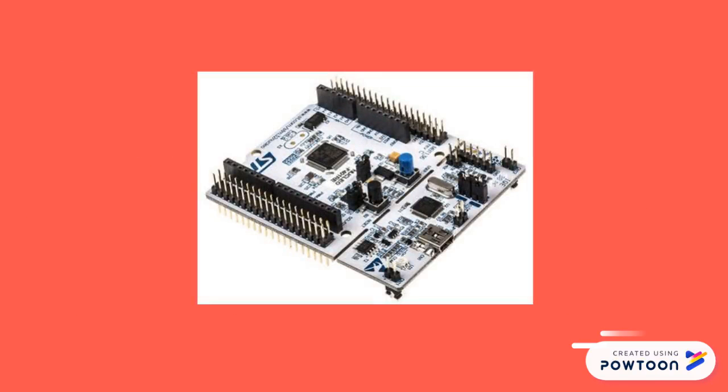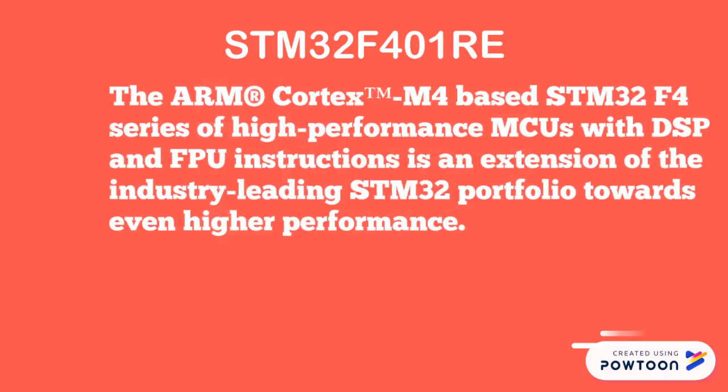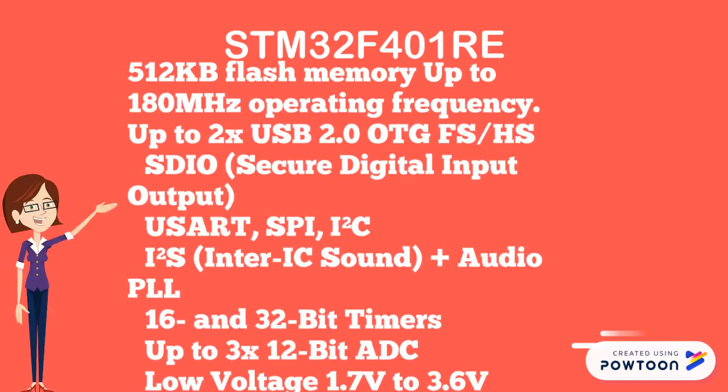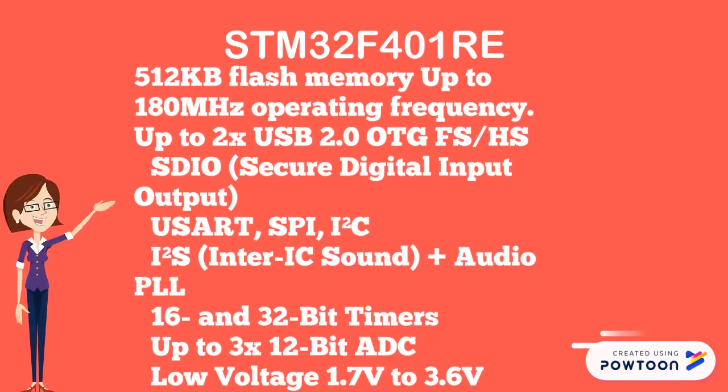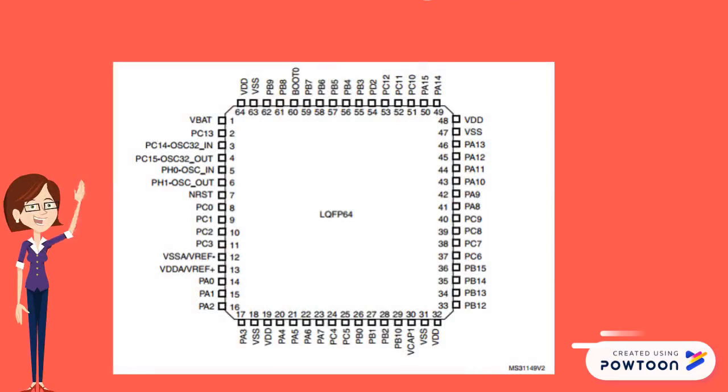The ARM Cortex-M4-based STM32F4 series of high-performance MCUs with DSP and FPU instructions is an extension of the industry-leading STM32 portfolio towards even higher performance. With flash memory, 180 MHz operating frequency. This is the circuit diagram for the ARM Cortex-M4 CPU and the pin descriptions for the CPU.